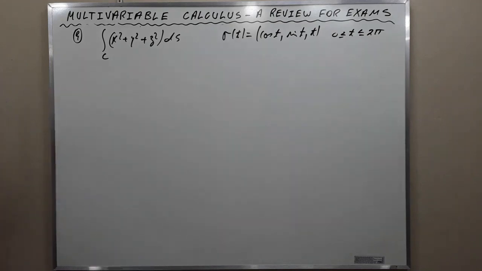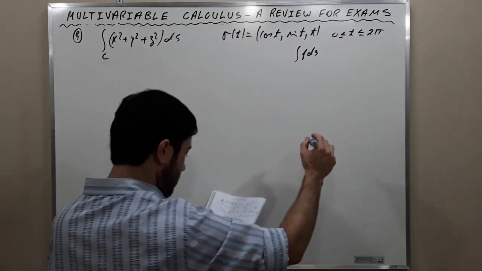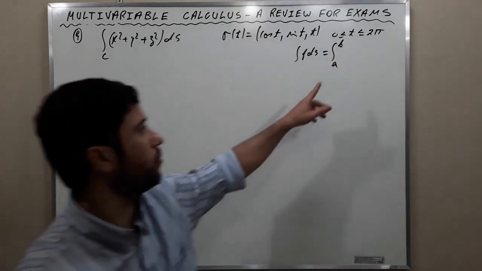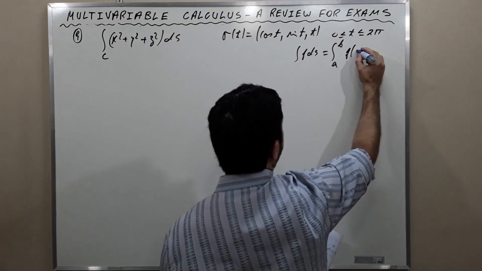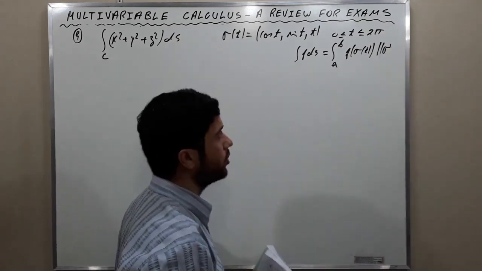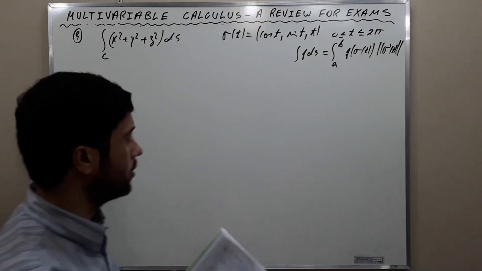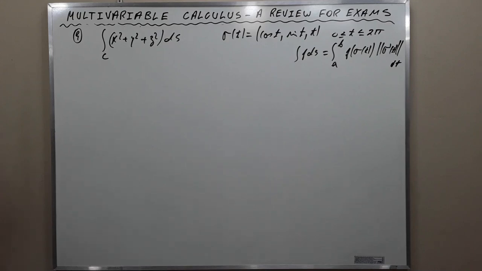To calculate this integral, we are going to use this expression here: the integral of f ds is the integral from a to b, from one extreme to the other, of the composition of the function with the curve times the magnitude of the derivative of the curve with respect to time, or t if you prefer, dt. Here, t doesn't need to represent time. It can represent any kind of variable. Okay? And now let's do it.